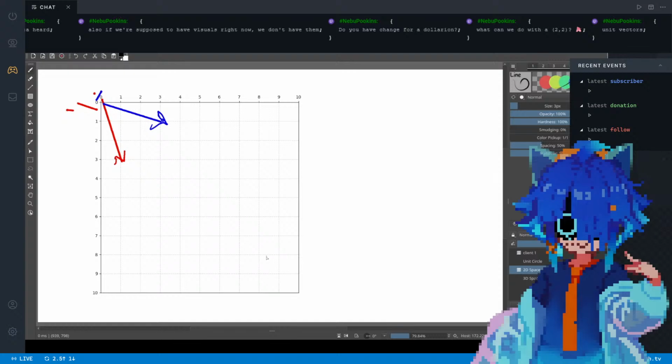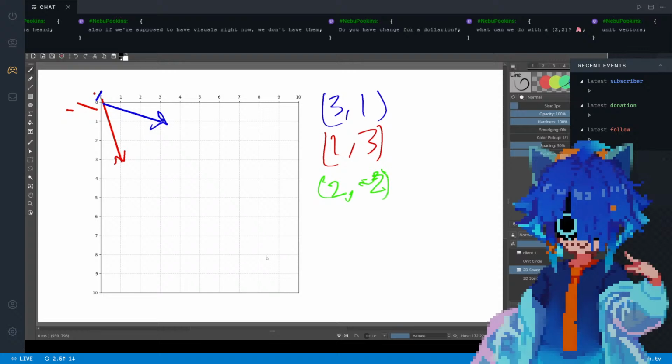There we go. So the vector 3, 1 and the vector 1, 3. What happens if we subtract them? Well, just like addition, we go element-wise. So it's 3 minus 1, it is 2. And what's 1 minus 3? It is negative 2.